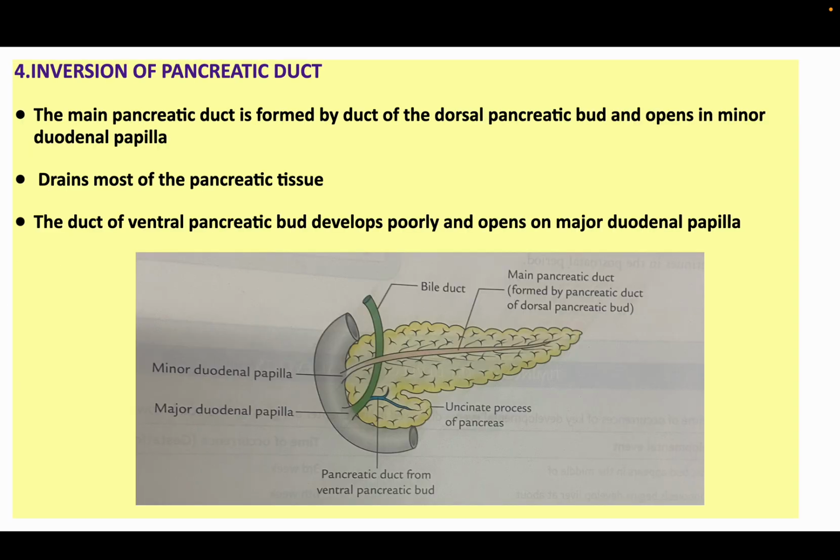Then inversion of the pancreatic duct. The main pancreatic duct is formed by the duct of the dorsal pancreatic bud and opens into the minor duodenal papilla. You can see here. Normally beyond the communication, this part becomes narrow, but in this case it is not like that. So it drains most of the pancreatic tissue. The duct of the ventral pancreatic bud develops poorly and opens into the major duodenal papilla. Or you can say that independently they are working, but the duct of Santorini is not formed. So the majority of the tissue of the pancreas is drained by this pancreatic duct, which is derived from the duct of the dorsal bud.